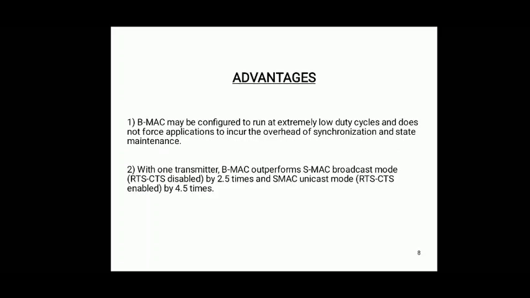The advantages of BMAC are that it may be configured to run at extremely low duty cycles and does not force applications to incur the overhead of synchronization and state maintenance. With one transmitter, BMAC outperforms SMAC in the broadcast mode by 2.5 times and SMAC unicast mode by at least 4.5 times. BMAC performs well in the broadcast mode due to the more sophisticated CCA and lower preamble overhead. For unicast traffic, BMAC is better because SMAC suffers from the overhead of RTS and CTS exchange.